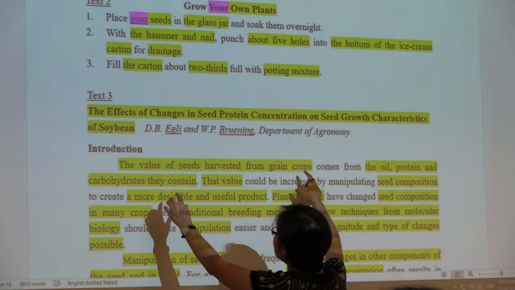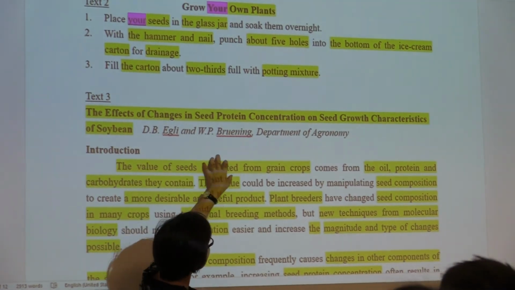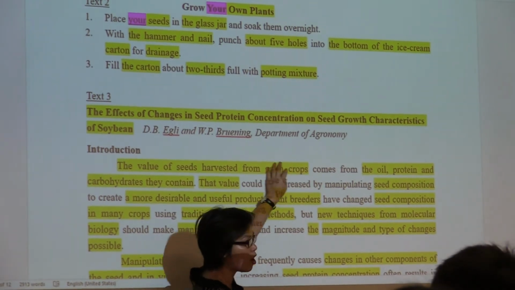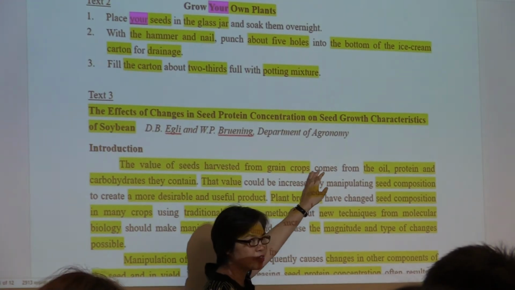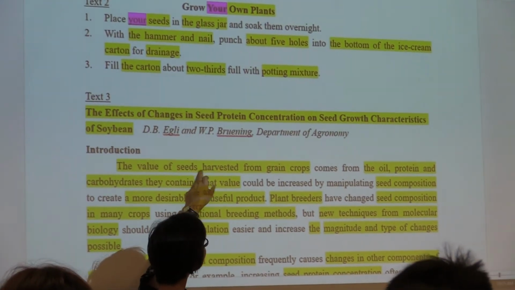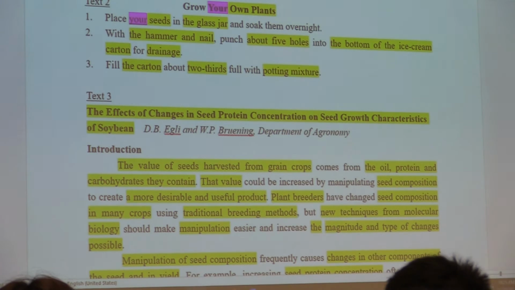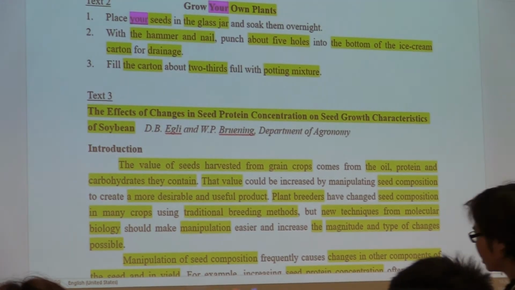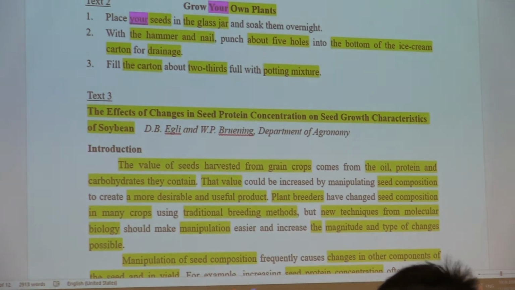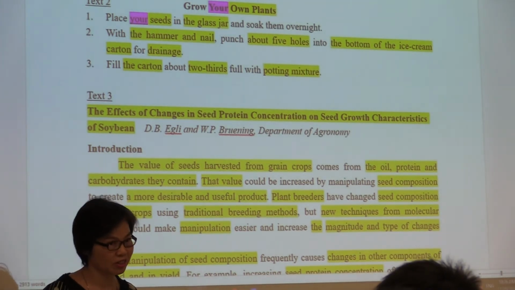So strictly speaking, here, value is the head noun, then the whole part here is the post-modifier, the whole of seeds harvested from grain crops. But in this prepositional phrase, the head noun, the noun seeds, is post-modified by another structure. Okay. So in these 3 examples, we can find that different text types have different characteristics.